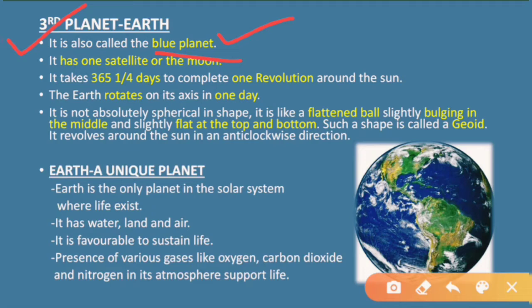Now, next point, it has one satellite or moon. As you all know, our planet has a moon.